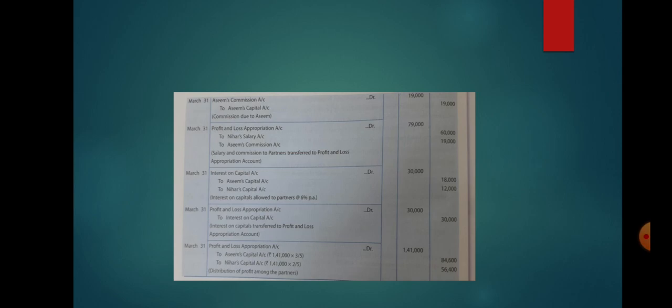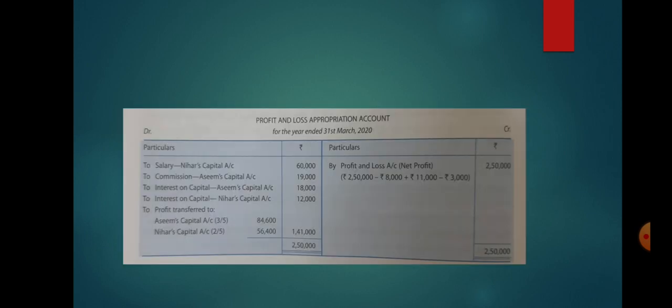P&L appropriation debited to Asim or Nihar capital account, I would first explain the profit and loss appropriation account, how this account is prepared. Whatever amount of balance is given in the profit and loss account, that is transferred to profit and loss appropriation account first. So it comes to rupees 2,50,000. How does this amount come? You see, there is a profit of rupees 250.